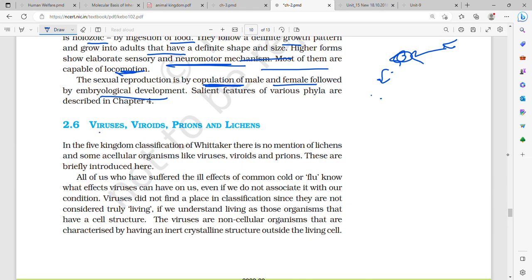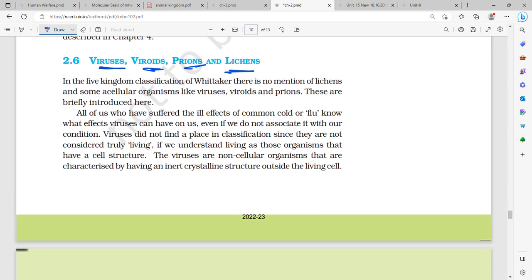Virus, viroid, prions, and lichens. In the five kingdom classification of Whittaker, there is no mention of lichens and some acellular organisms such as virus, viroid, prion. They are briefly introduced here.